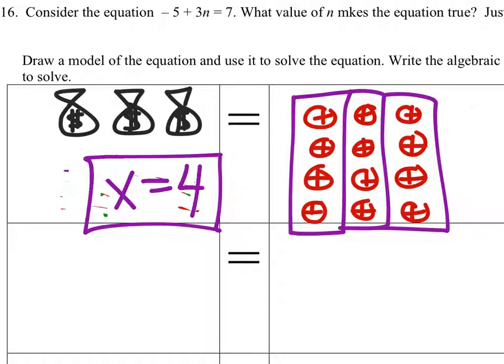N equals 4. Oh, and yeah, thank you. That works, right? It was close. I'll take what I can get. N equals 4, thank you.